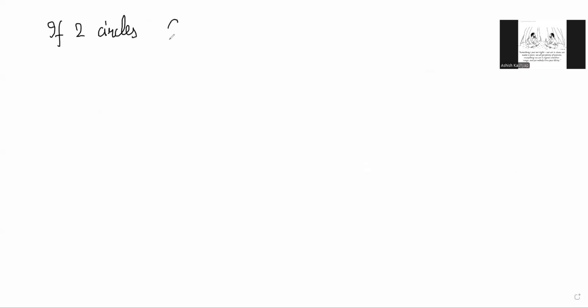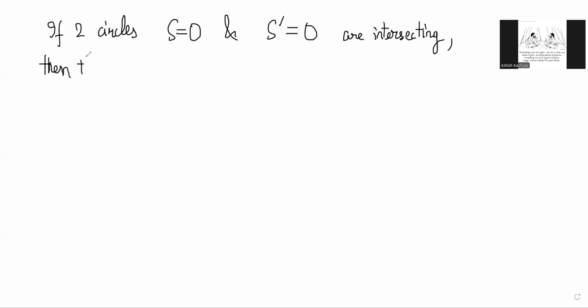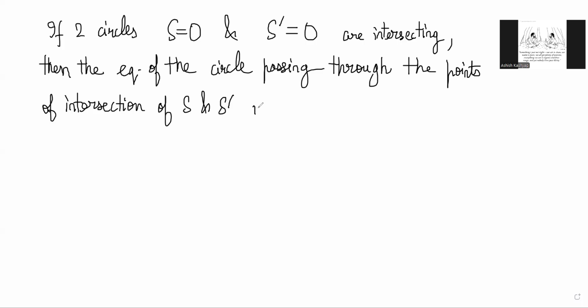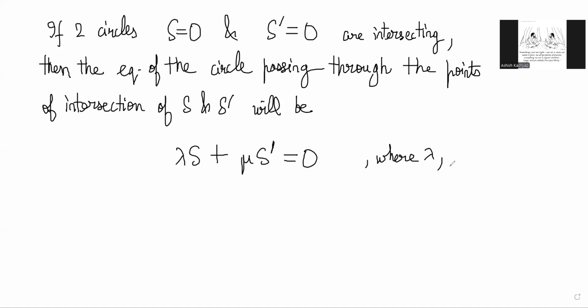Okay, now another idea: if two circles S equals 0 and S dash equals 0 are intersecting each other, then the equation of the circle passing through the points of intersection of S and S dash will be given by lambda S plus mu S dash equals 0, where lambda and mu are constants such that lambda plus mu is not equal to 0.